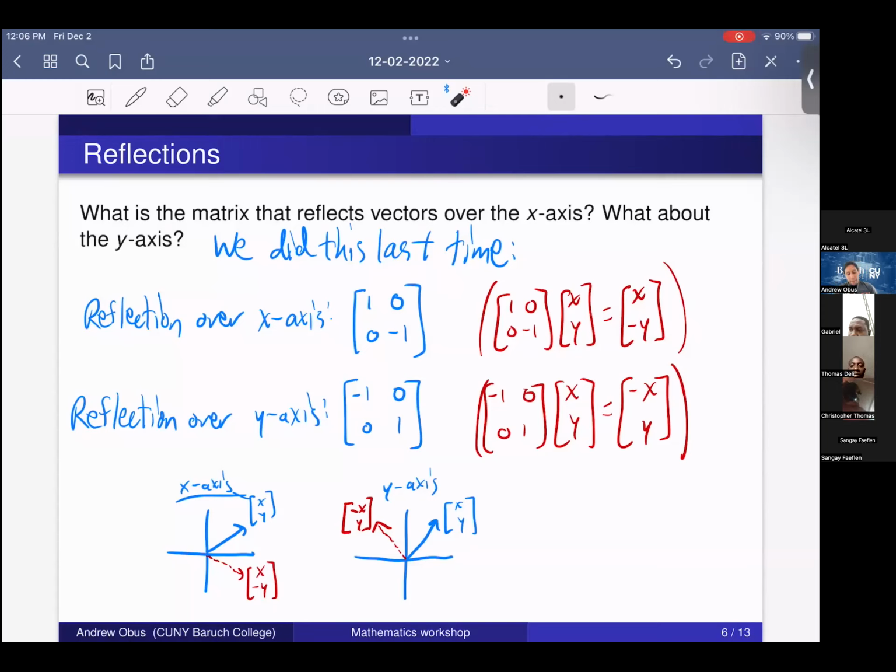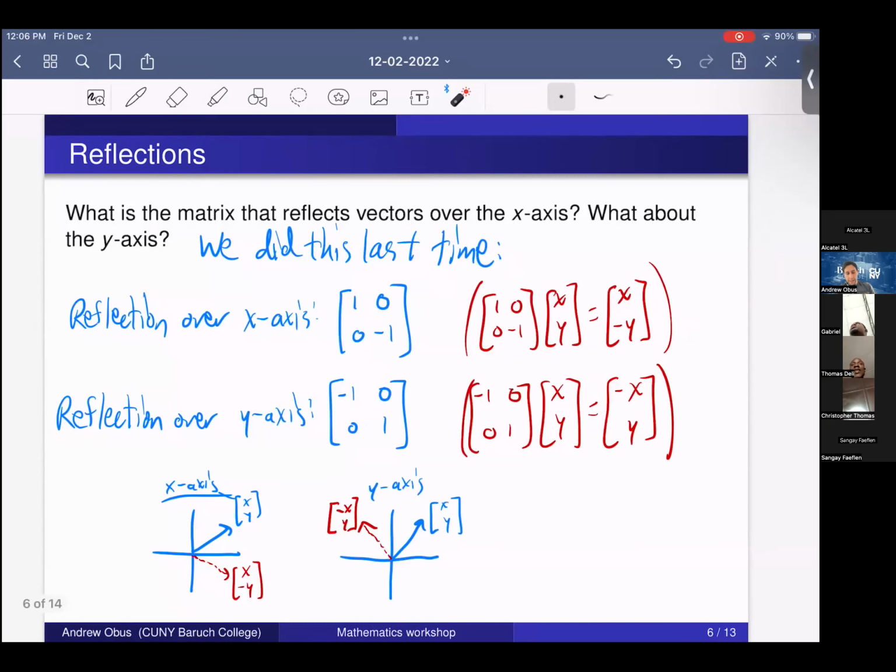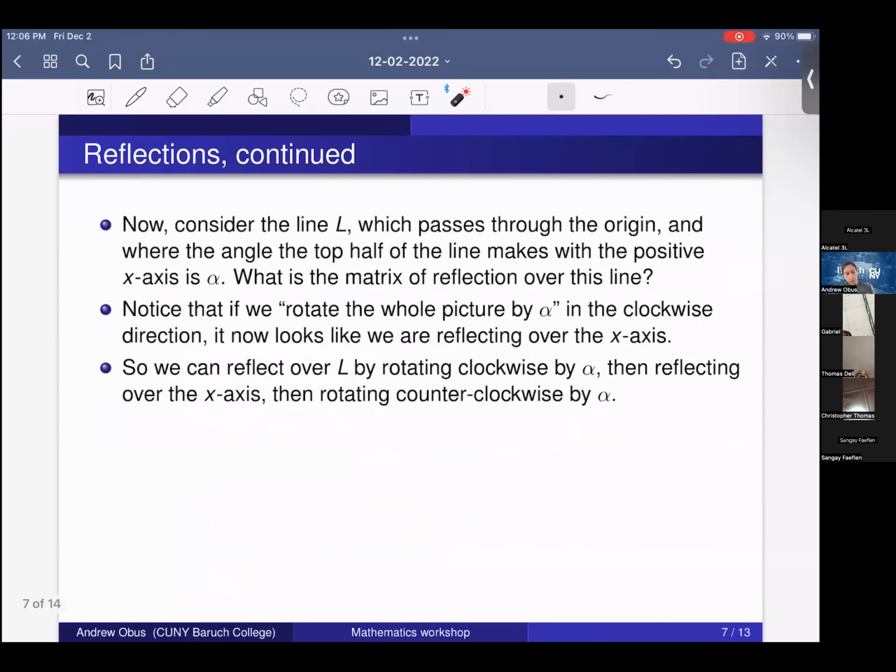But if I want to do reflection over a line that's not the x-axis or the y-axis, then this becomes a little bit harder. So this is what we're going to do on the next slide. What we're going to do now is consider the line L, which passes through the origin, and it makes an angle of alpha with the x-axis.